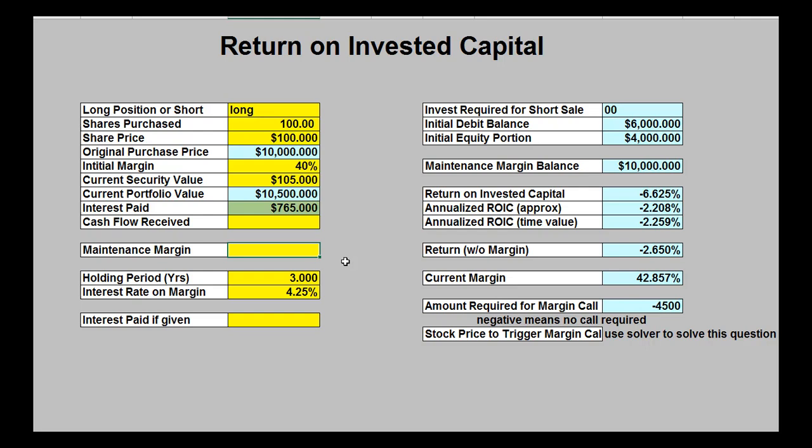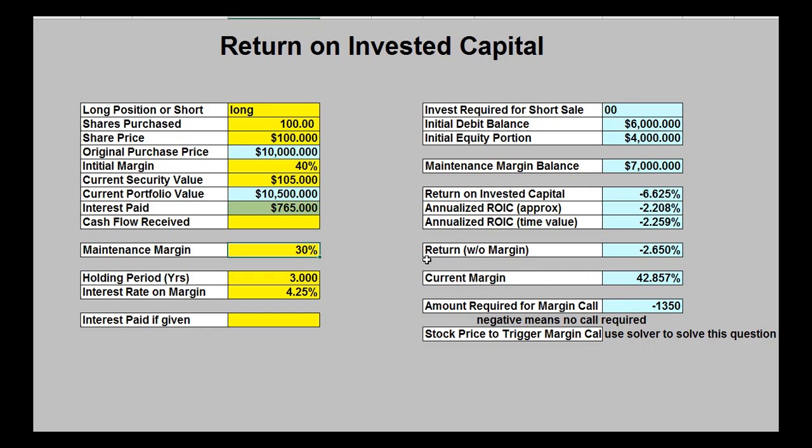So in other words, the brokerage account says, look, if your ownership falls below 30%, that's what this maintenance margin is. If your account falls below this 30%, we're going to require you to give us some money. And that's what is referred to as a margin call. So let's look at some of the information we have here, and then we'll add dividends.